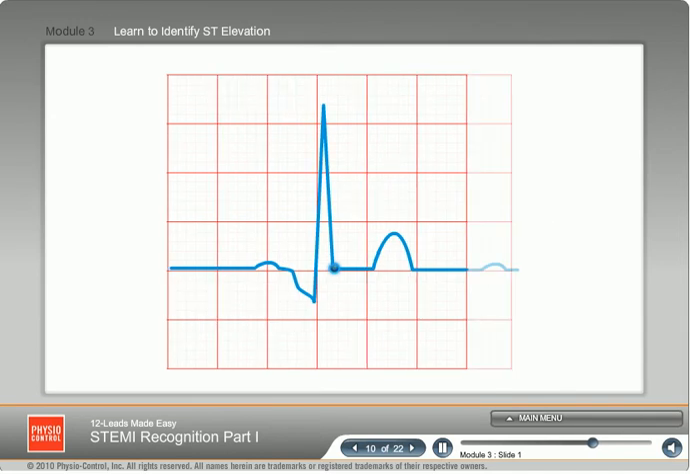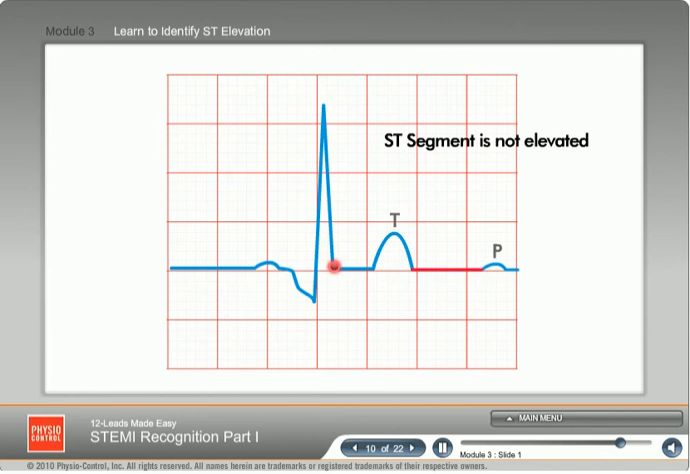A better reference point is the TP segment. The TP segment stretches between the end of the T wave and the beginning of the next P wave. Once you have found the J-point, compare it to the level of the TP segment. In this case, we see that the J-point and the ST segment are level. Now let's get some practice identifying ST segment elevation.